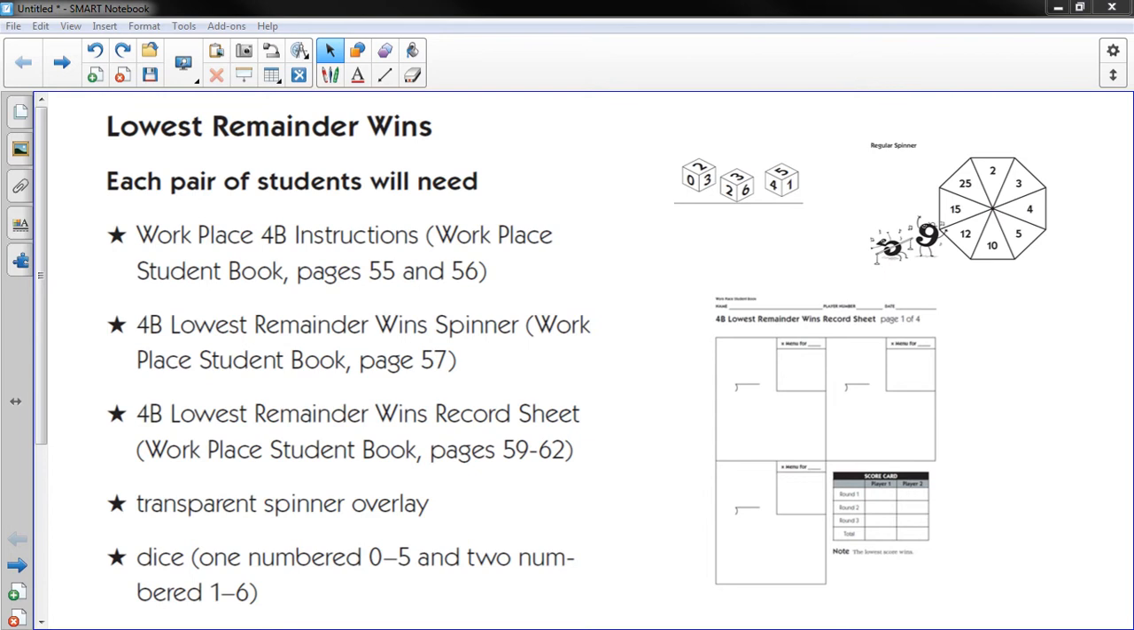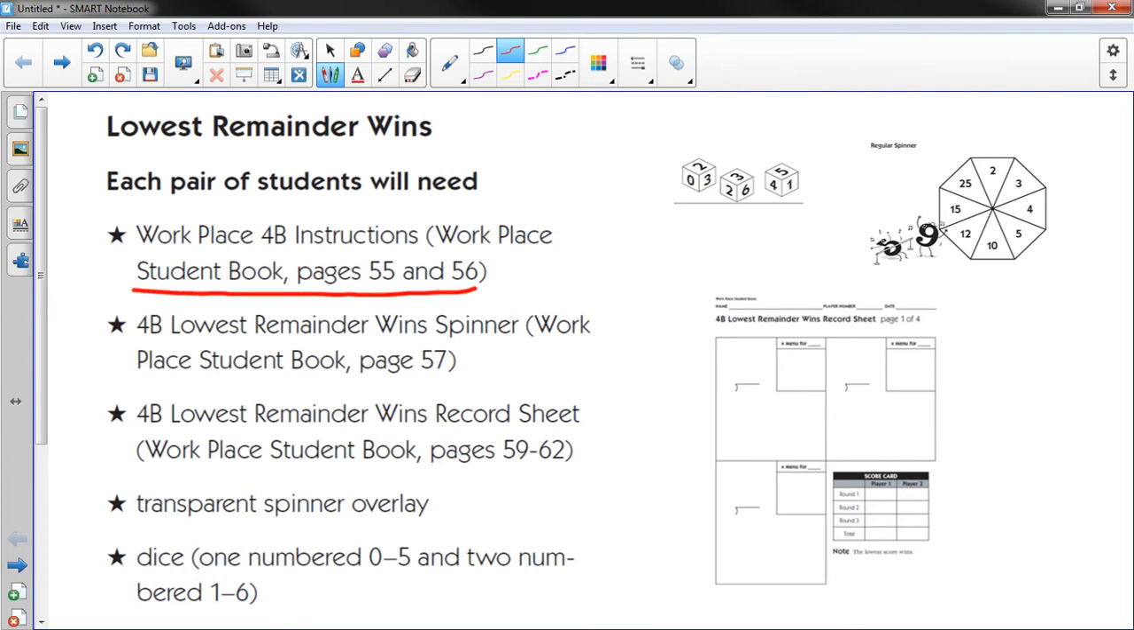Each pair of students will need, it says, Workplace 4B instructions. The instructions are in your student book, so you don't have to tear it out, it's right in there. You'll need a Lowest Remainder Wins spinner. I already have that made, so you don't have to tear it out. You'll need a recording sheet. I already have that made for you, so you don't have to tear that out.